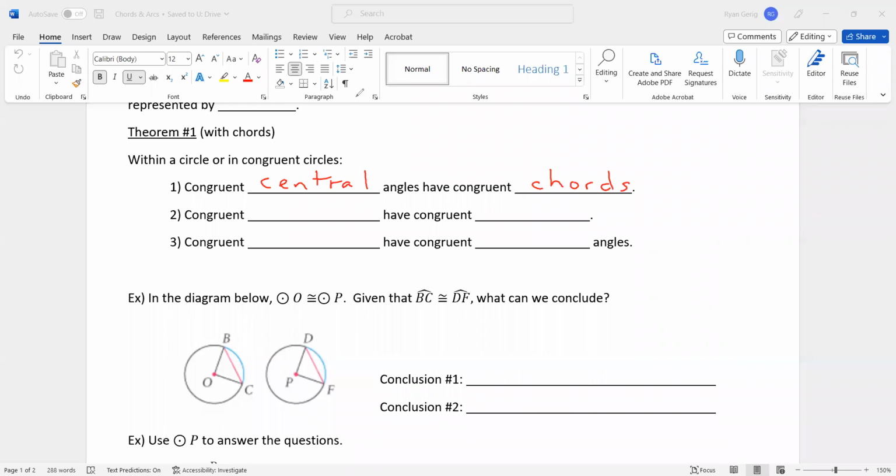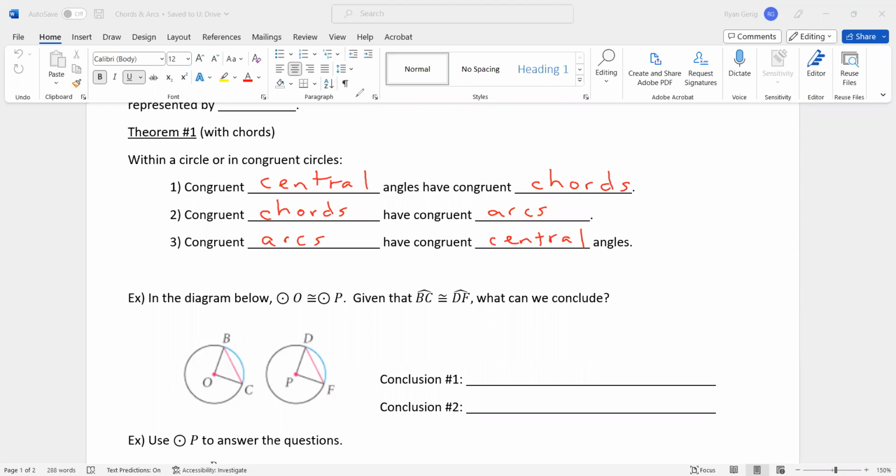Okay. The theorem continues. Congruent chords. So if I have congruent chords, then I have congruent arcs. And then if I have congruent arcs, then I have congruent central angles. And we knew that one already. All right, so if one thing's congruent, then they kind of all are, is what this is saying.